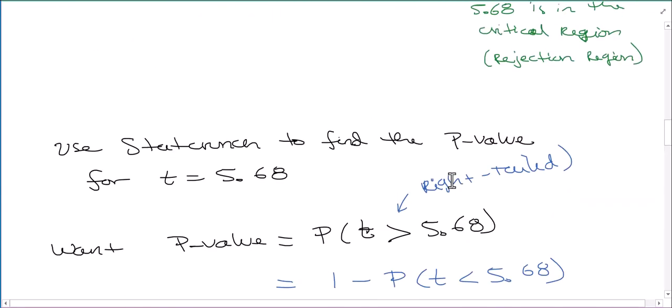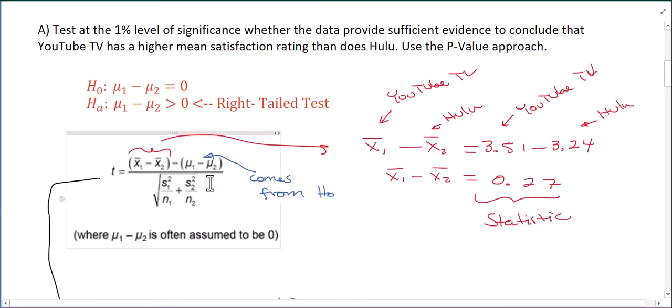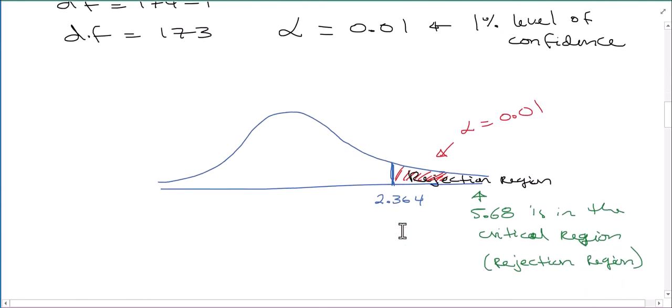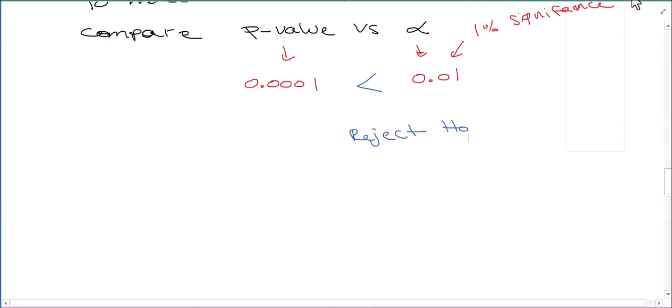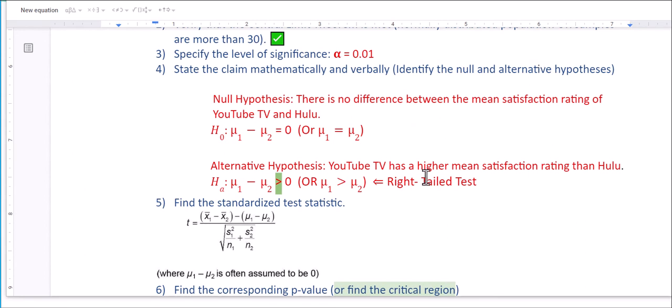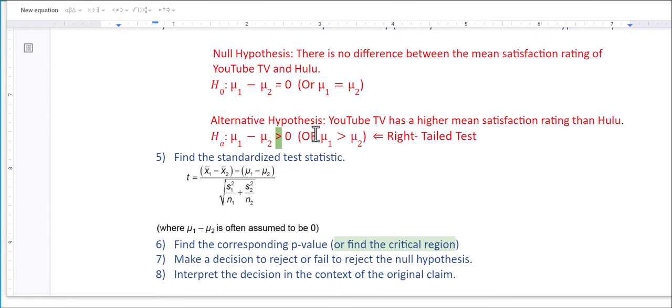So that means we are rejecting the claim that the mean satisfaction rating of YouTube TV and Hulu subscribers is the same, that there's no difference. And so we have strong evidence to suggest that the YouTube TV subscribers have a higher average rating of satisfaction than Hulu. So put it in the context of the problem, right? To put it in the context of the problem, it's helpful to go back to when we wrote the null and alternative hypothesis in words. And so when we reject the null, we're rejecting that there's no difference between the mean satisfaction rating of YouTube and Hulu. And so that means the data suggests that we have strong evidence to support the alternative, that YouTube TV has a higher mean satisfaction rating than Hulu.